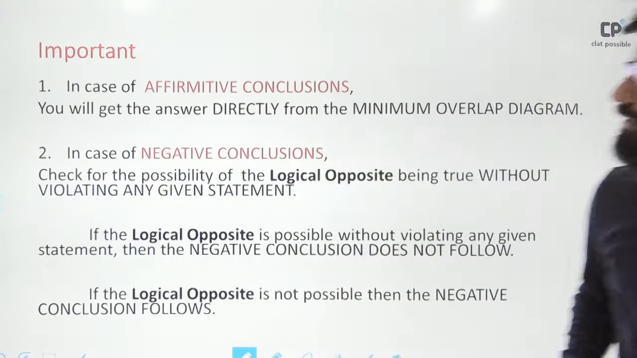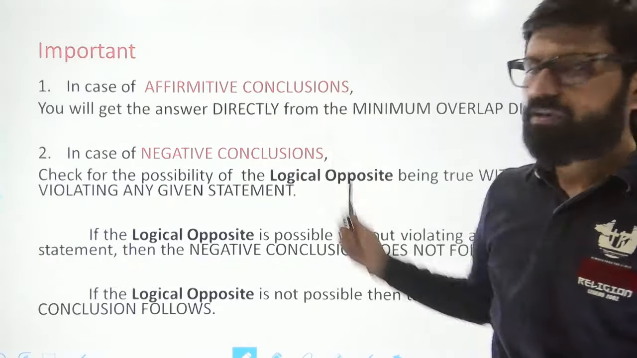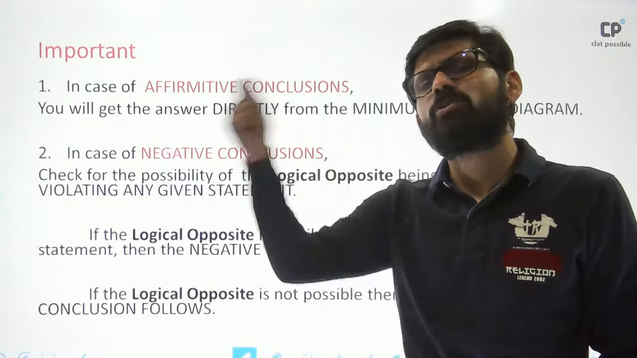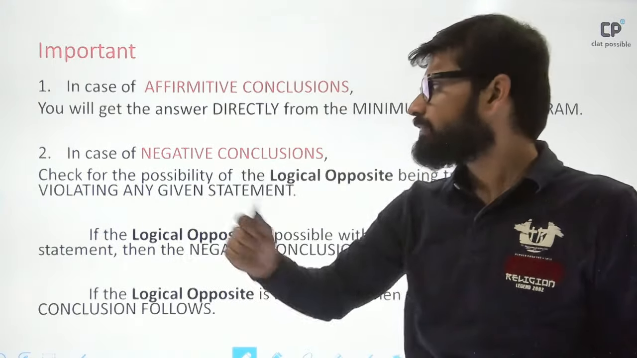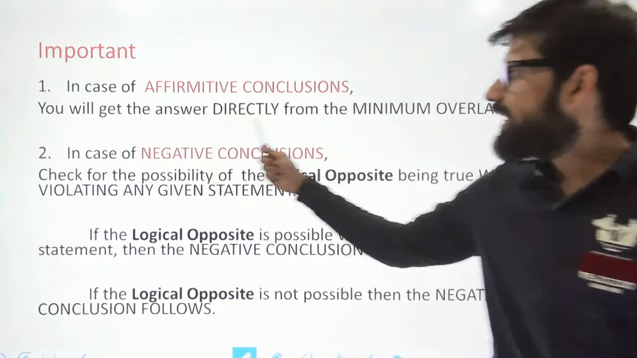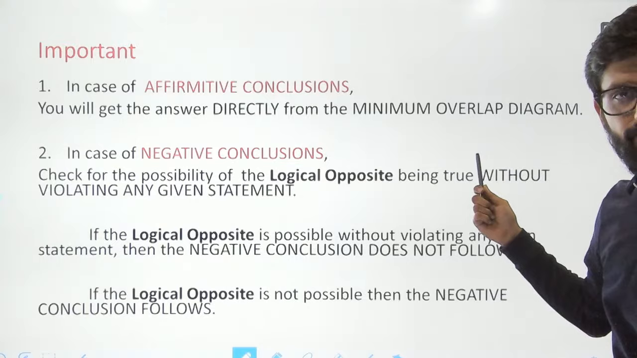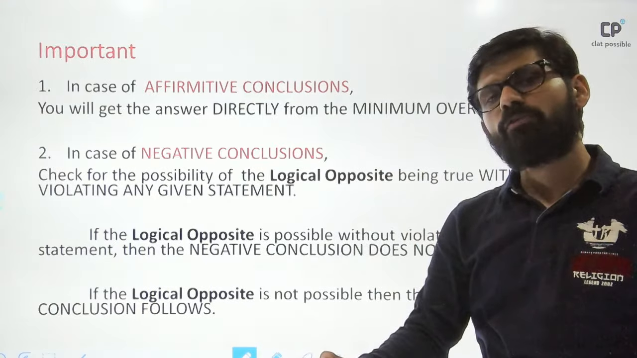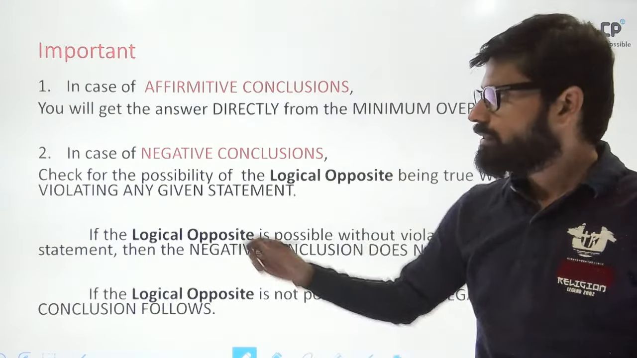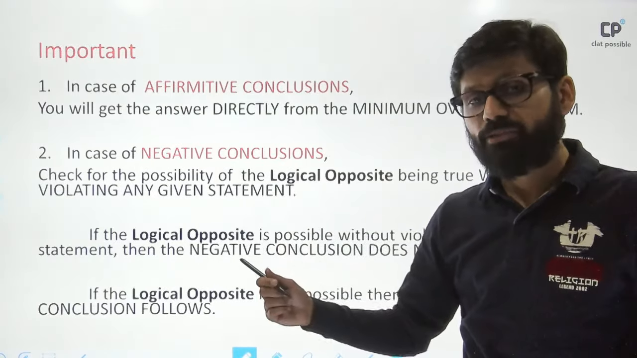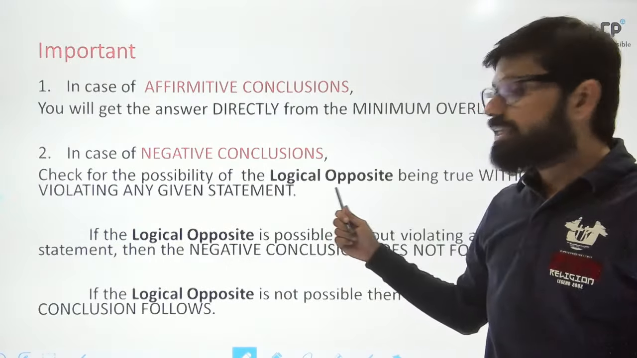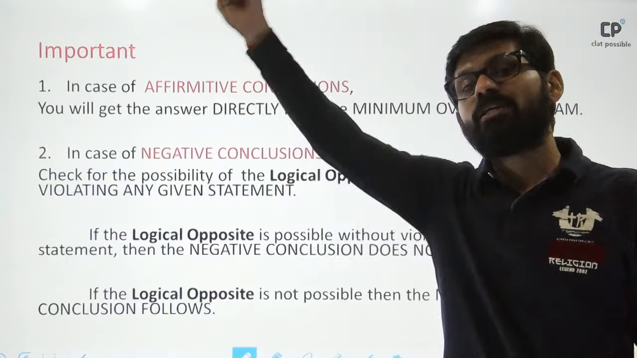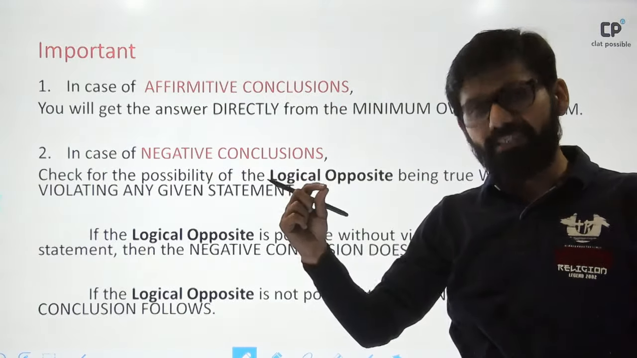So the first one here is, in case of positive conclusions, by conclusions I mean the statement given in the conclusion, you will get the answer directly from the minimum overlap diagram. If it follows in the minimum overlap diagram, it follows. If it doesn't follow in minimum overlap, it does not follow. As simple as that. In case of negative conclusions, we check for the possibility of the logical opposite. If it is a "No" statement, we check the possibility of "Some." If it is a "Some not" statement, we check the possibility of "All."